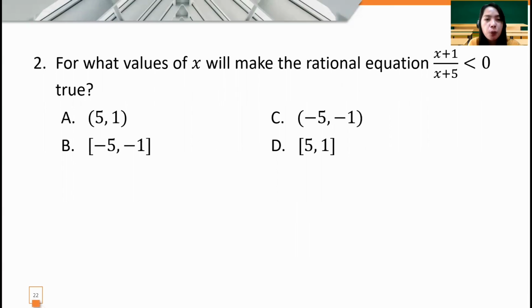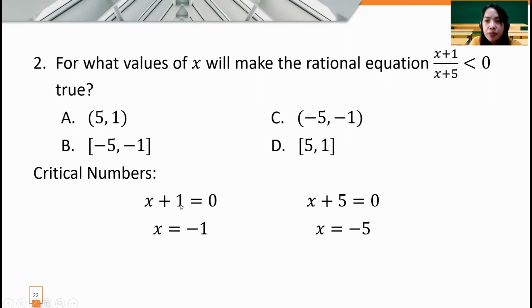Number 2, for what values of x will make the rational inequality x plus 1 all over x plus 5 less than 0 true? So ang given na symbol dito ay less than. So ibig sabihin, aalisin na natin sa options natin yung mga naka-bracket sa options. Ang B and D, naka-bracket na siya. So mali na yung B and D. So we're going to choose from A and C.